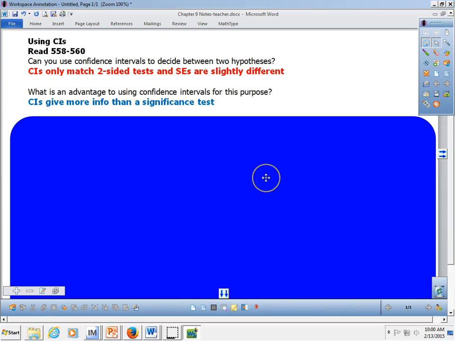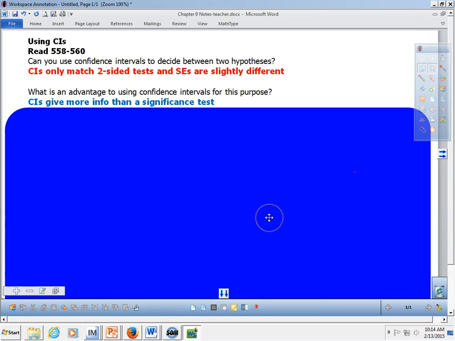Now, what is an advantage to using confidence intervals for this purpose? Well, not only will it help us reject or fail to reject H naught, but if we do reject the null, it actually gives us a set of plausible values. So it gives us more info than a significance test. A significance test just says, you know what? Based on this P hat, we're going to reject H naught. It doesn't say, well, we're going to reject H naught, and here's what I think the population parameter actually is. Okay, and so that's what a confidence interval does. It gives us some idea of what the population proportion might be.